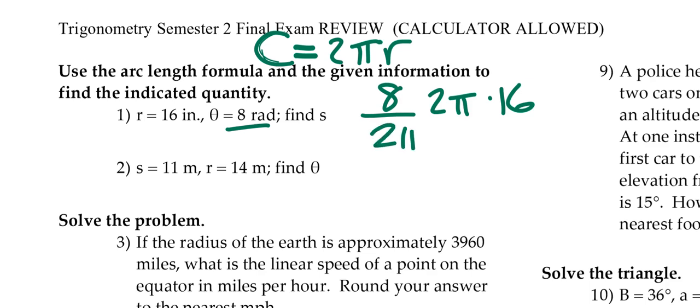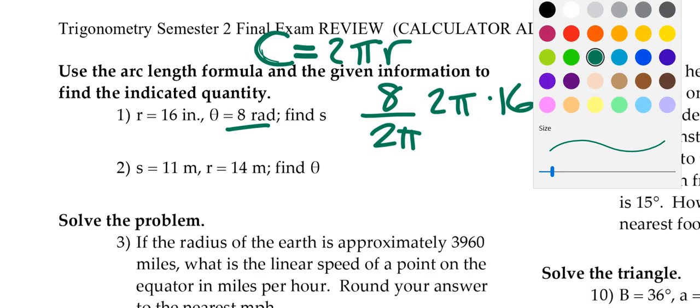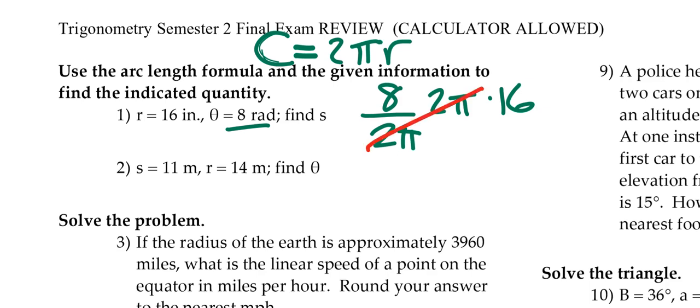2 pi. Okay, now please make note of the fact that they did not give me 8 pi radians. By the way, that would be 4 trips around the circle. All right, they gave me 8 radians, which is different. That's more than 1 trip around the circle, but not much more. Anything cancel out? So what do you get? 128? Okay. All right, so move on to the next one.